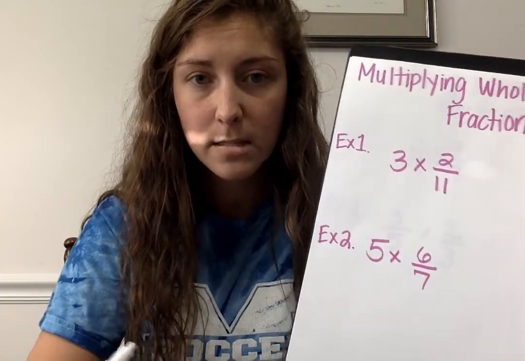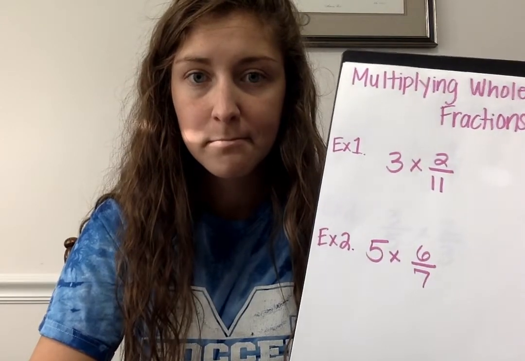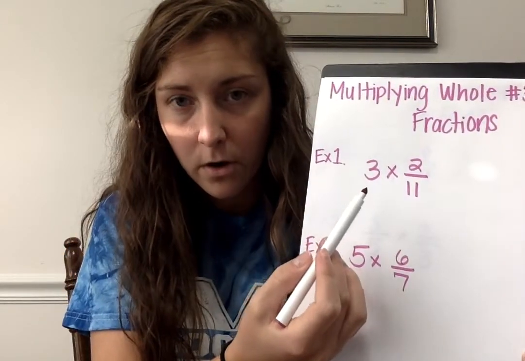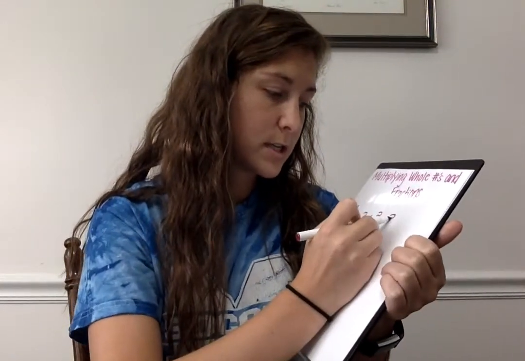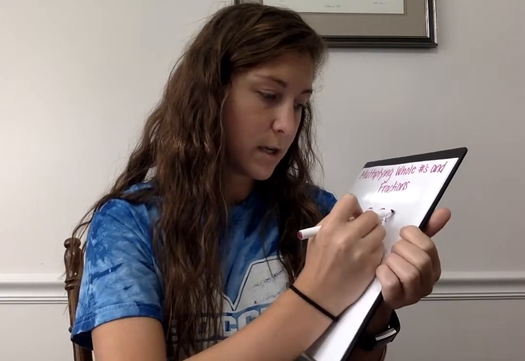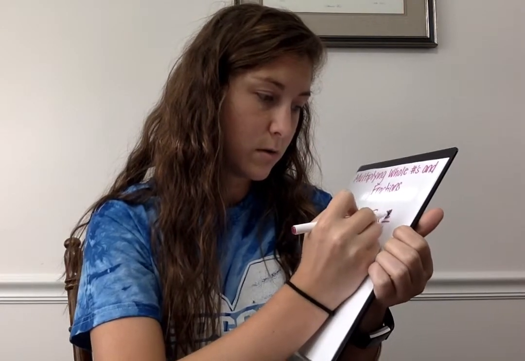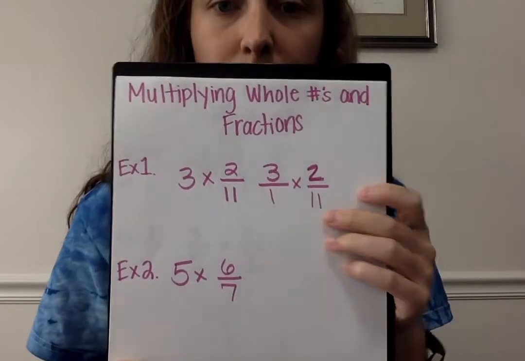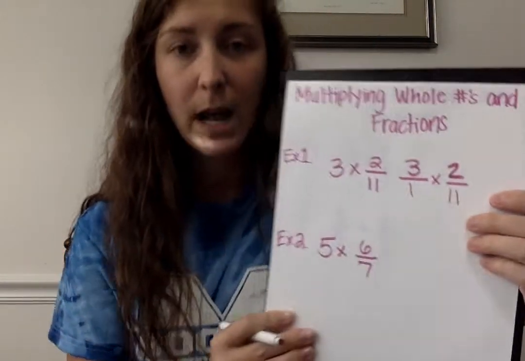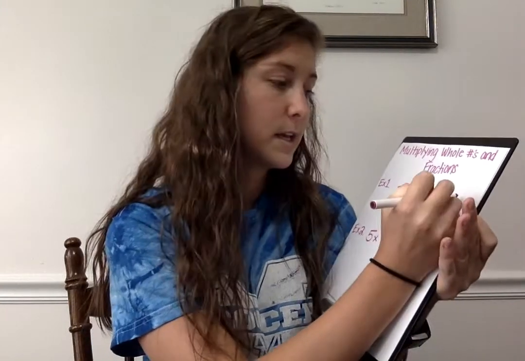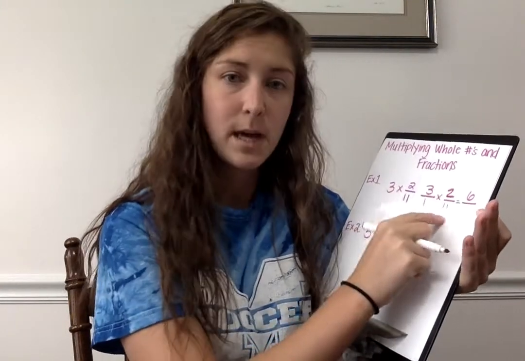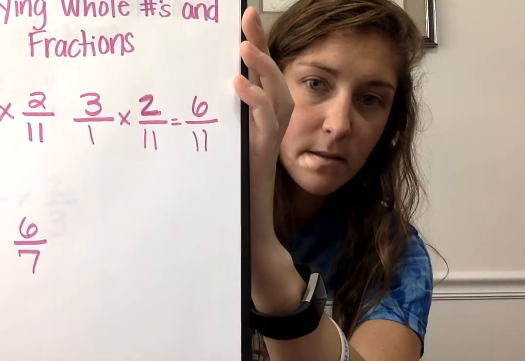Can anybody tell me what that is? Right, we have to put the whole number over 1. So that's how we make it a fraction. So this equation is actually going to look like 3/1 times 2/11. So just like that. Now, this is a problem that I can actually solve, so I can go ahead and solve it. I know that 3 times 2 is 6, and I know that 1 times 11 is 11. So therefore, my answer to that problem is 6/11.